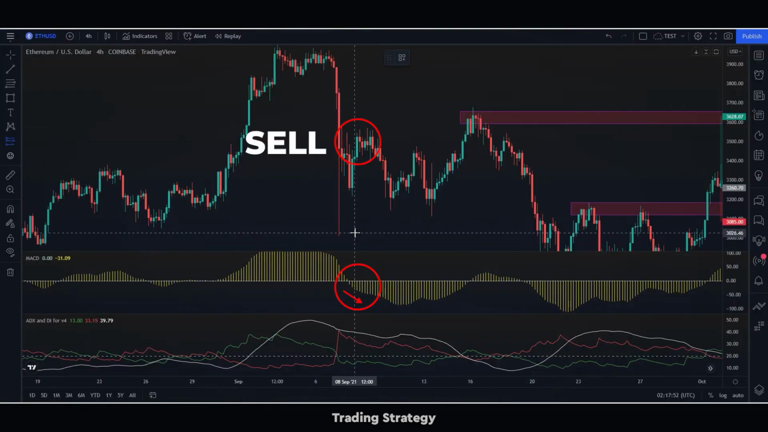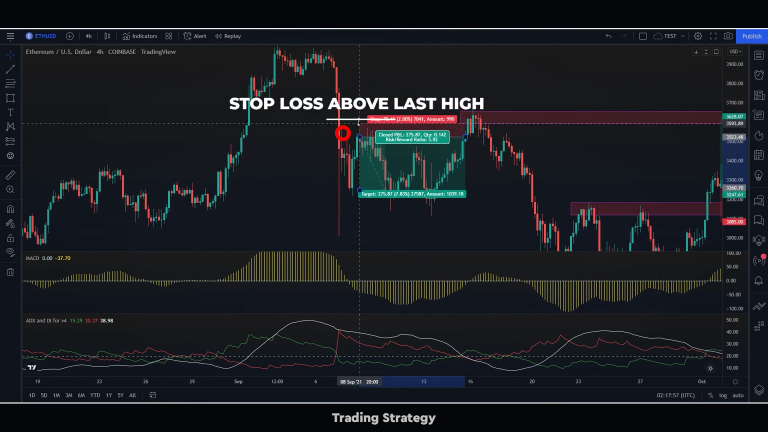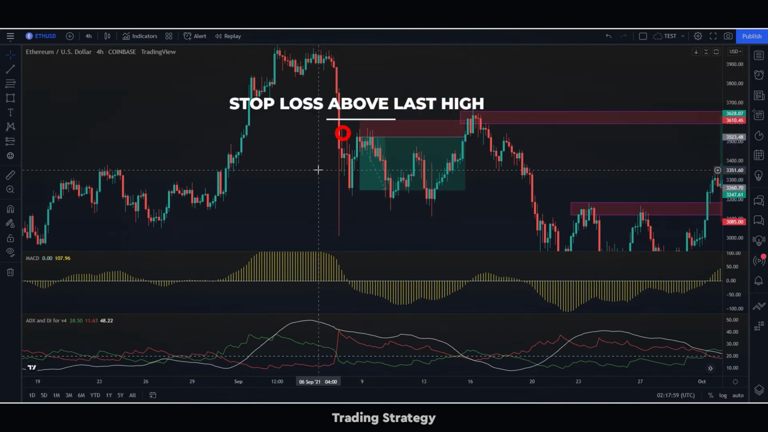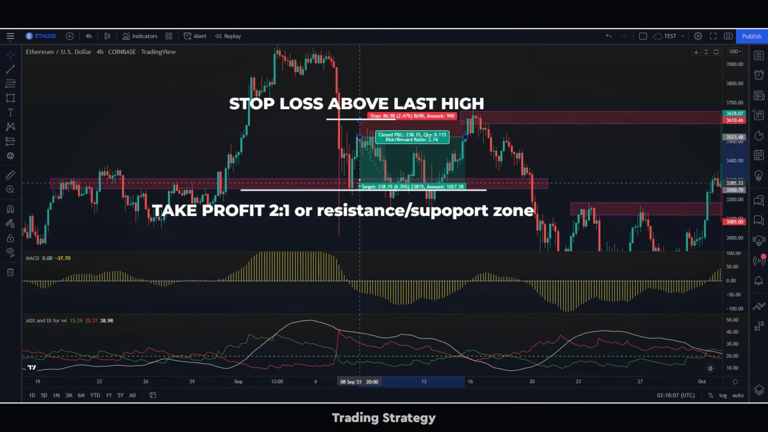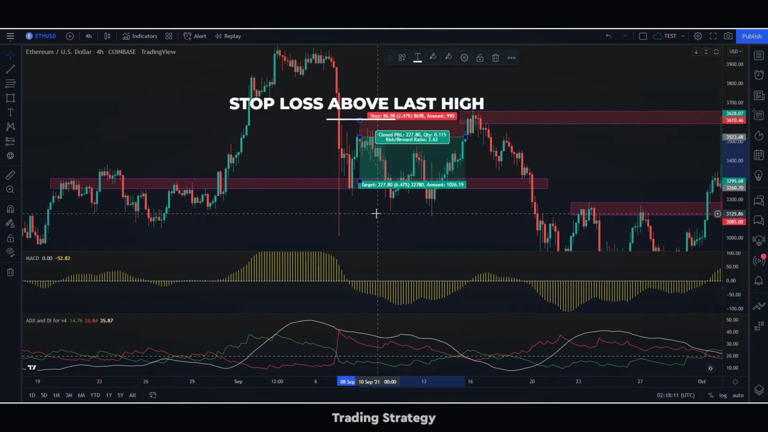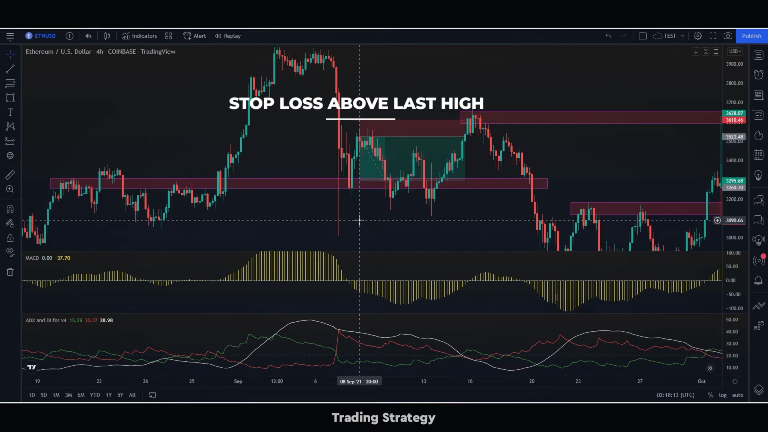In case this is fulfilled, we will open a sell operation. We will put our stop loss at the last high, and our take profit in a risk-benefit ratio of 2:1. This means that we risk 1 to get 2. It is also preferable to place the take profit in the support and resistance zones. It is always preferable that when checking the MACD, the bars are not too close to the center line.